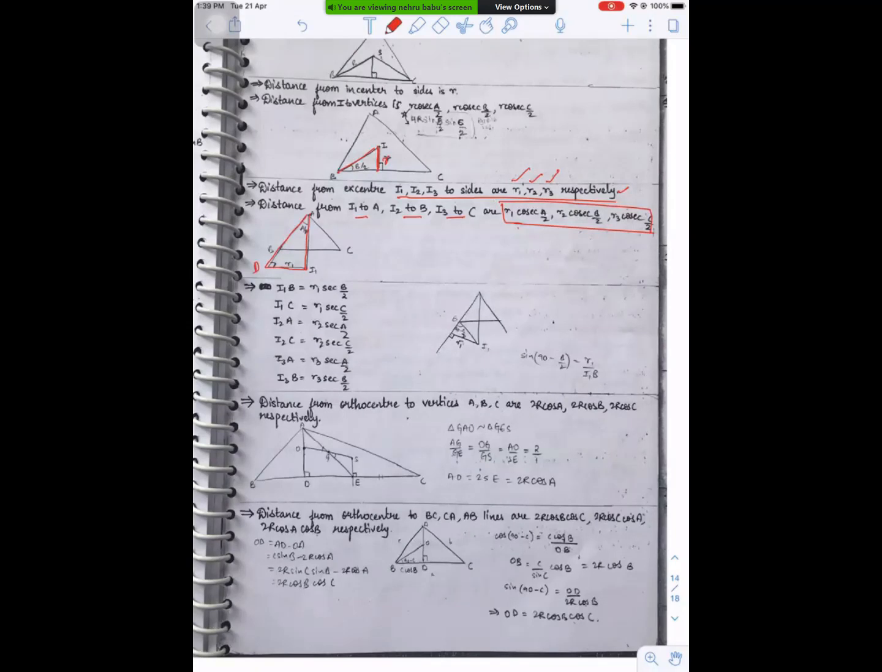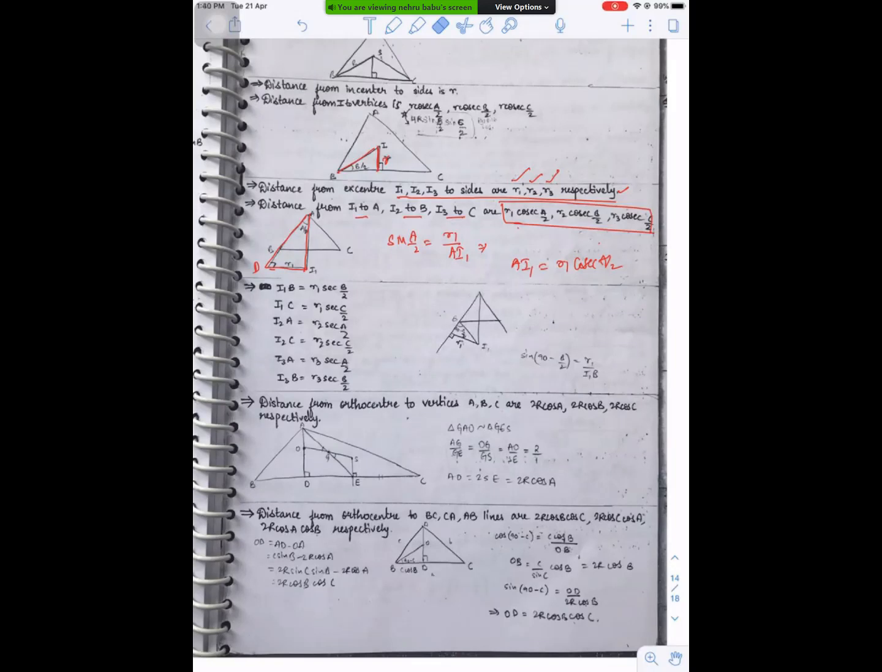Then in triangle ADI1, if you take sine of A by 2, the opposite side is R1 and the hypotenuse is AI1. So sine A by 2 equals R1 by AI1. From that, AI1 equals R1 cosec A by 2.